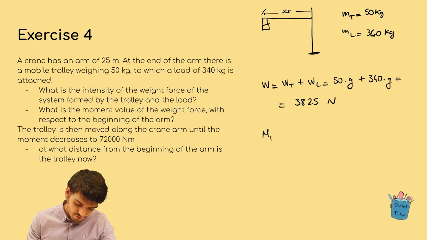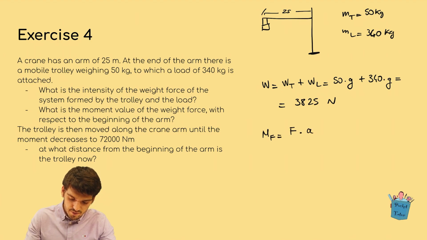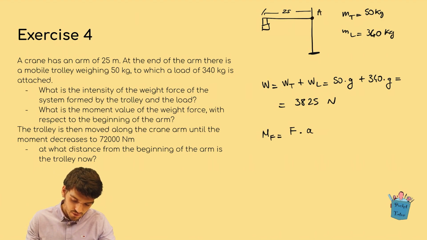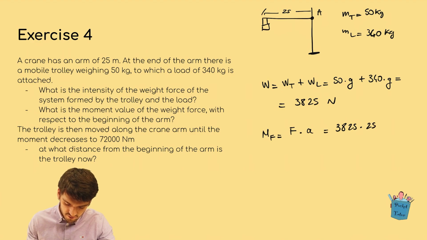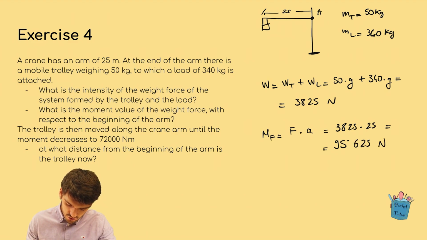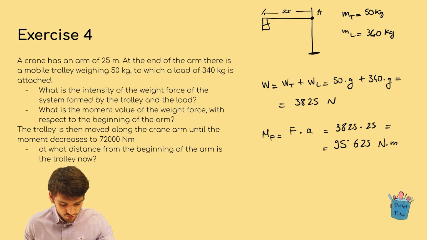the moment of the force is given by the force itself times the arm with respect to the point that we are considering. In this case, the beginning of the arm, we can call it A, which means that the moment will be equal to 3,825 times 25 meters, which is equal to 95,625 newtons times meters.